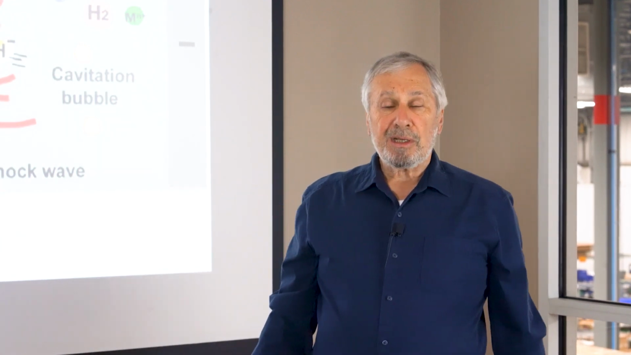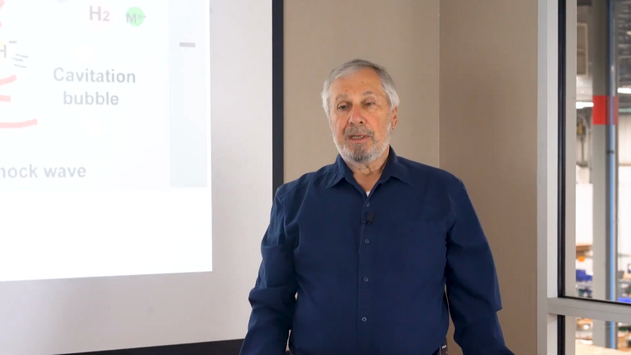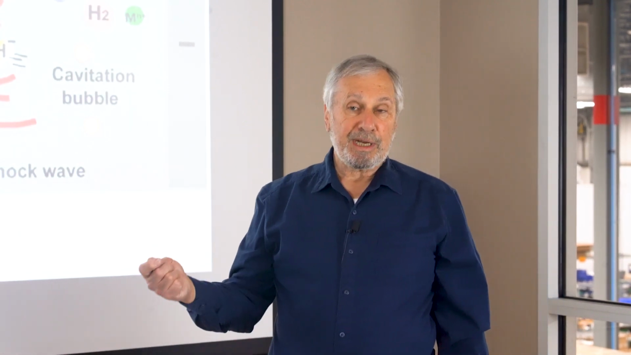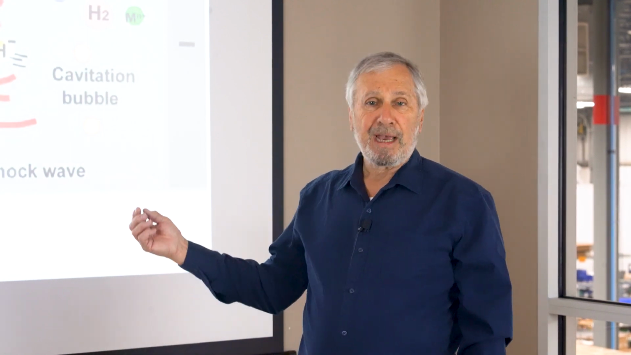So a plasma consists, in a very simple way, of what is shown by this cartoon. It shows you that if you have an electrode with a discharge, you get little lines of electrical conductivity. This creates electrons, it creates metal ions, it gives you hydrogen and many activated species. It also gives you cavitation bubbles and shock waves. In other words, you can think of it as the fourth state of matter. The fourth state of matter is not gas, it's not liquid, it's not solid, and in fact is that plasma.